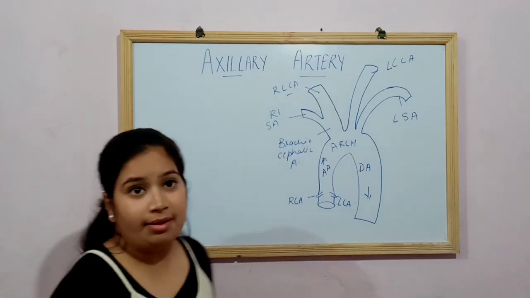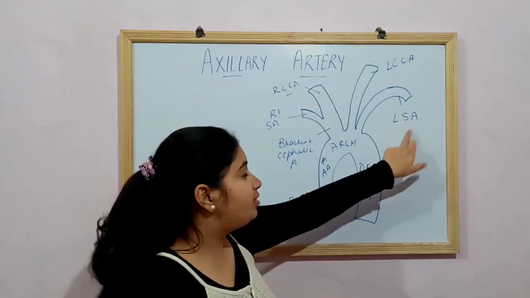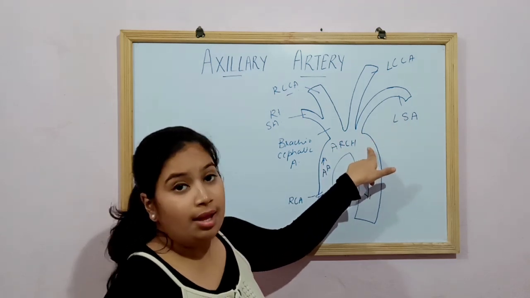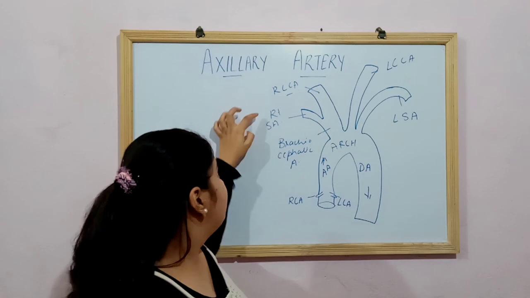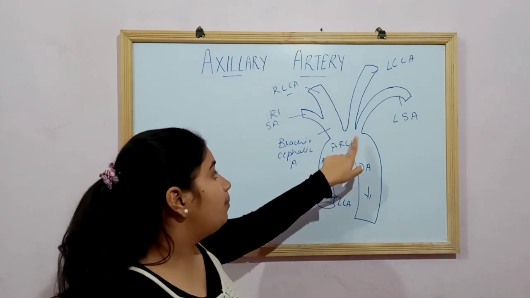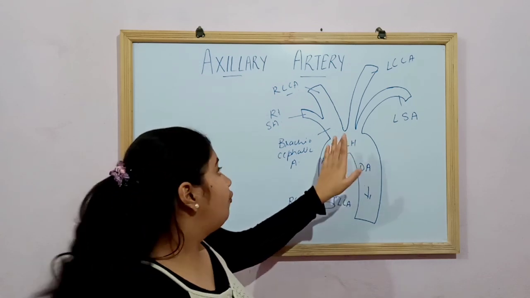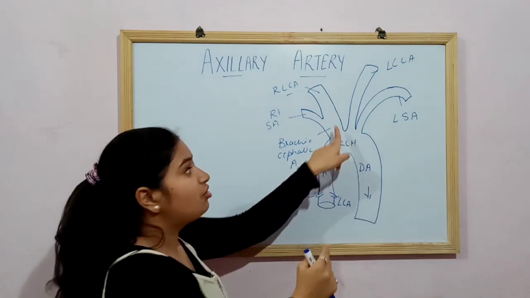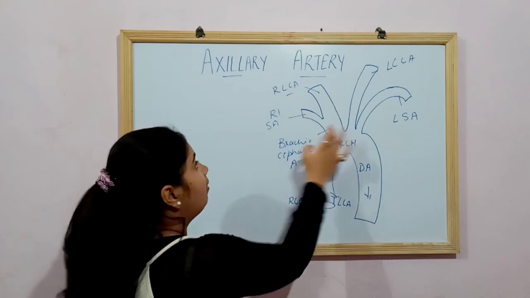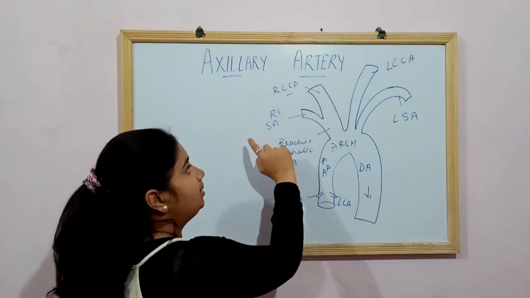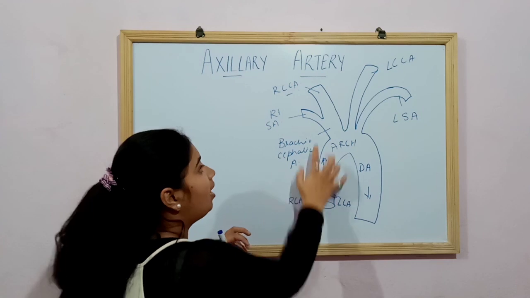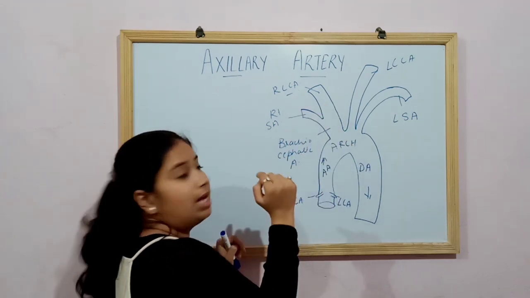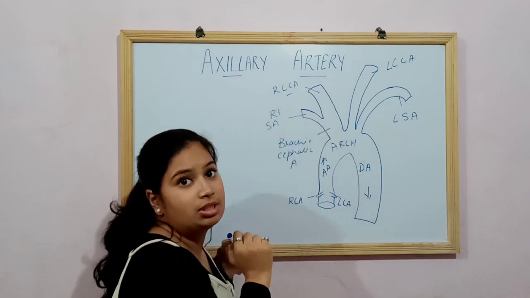So in this diagram, you can see the left subclavian artery is a branch of the arch of aorta. But the right subclavian artery is not a direct branch of the aorta. From the arch of aorta, one branch is there that is known as the brachiocephalic artery. From there, the right subclavian artery is arising. That means brachiocephalic artery जो है वो arch of aorta का part है, उसमें से दो branches निकल रही है जिसका part right subclavian artery है.